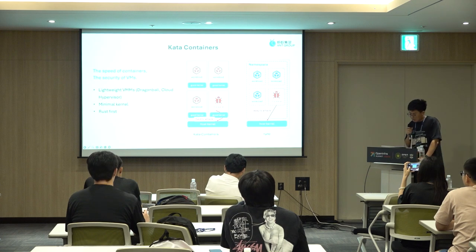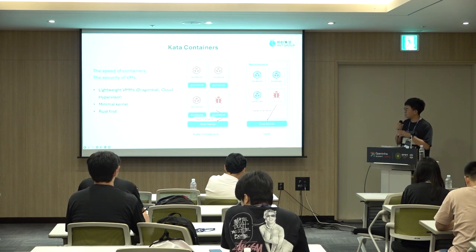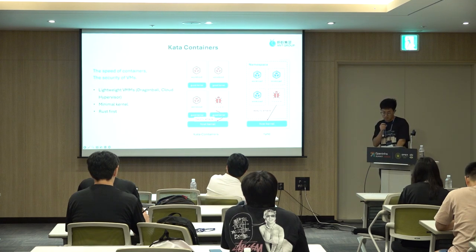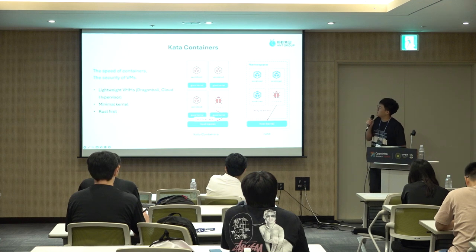In addition, the VMMs and the kernels are extremely lightweight, designed for the containers environment. Plus, we have rewritten all the components in Rust to reduce the overhead. So for Kata containers, in one word, it is the speed of containers and the security of VMs.